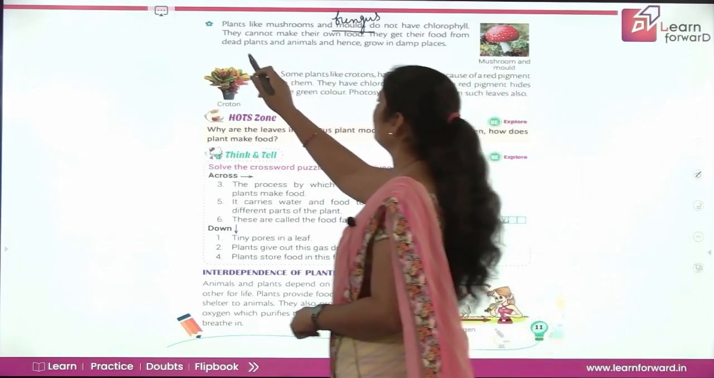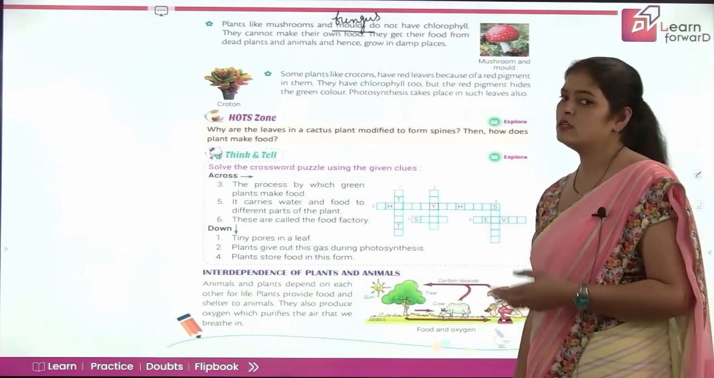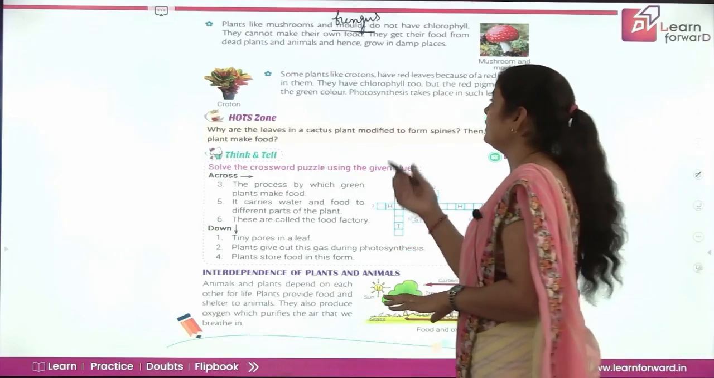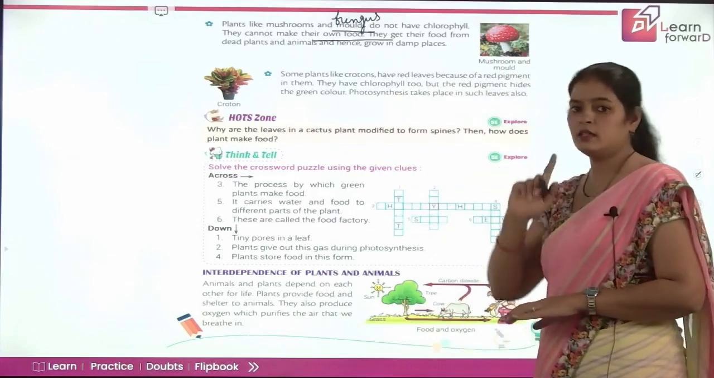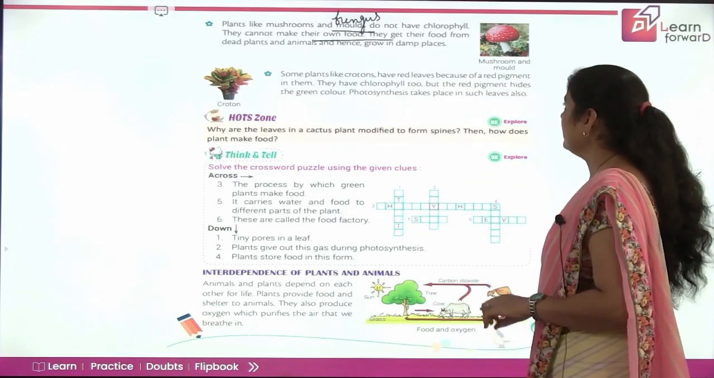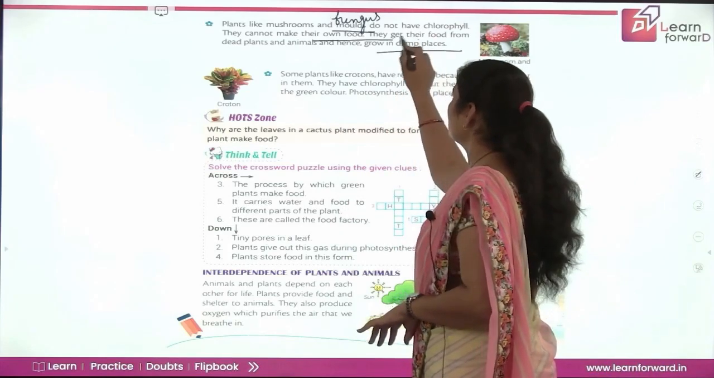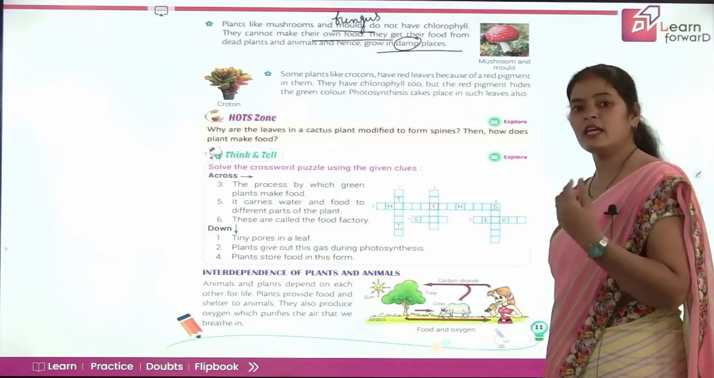So they do not have chlorophyll, they cannot make their own food because chlorophyll is not present, and chlorophyll is responsible for trapping the sunlight. So if chlorophyll is not present, sunlight is not trapped, and that means they cannot make their food. They get their food from dead plants and animals, hence they grow in damp places. Now what is this damp? It means a moist place, a place that has enough moisture.